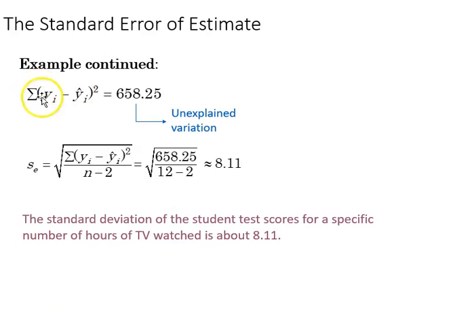So the sum of the squared deviations is our unexplained variation, and we can use that to get our standard error of estimate with our equation. We plug that into our formula and we come to 8.11. The standard deviation of the student test scores for a specific number of hours watching TV is about 8.11.